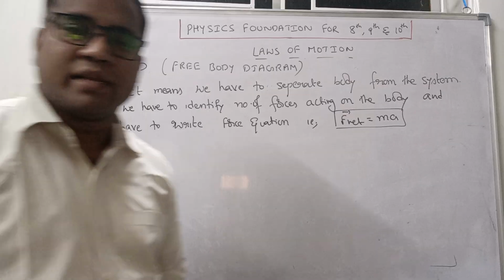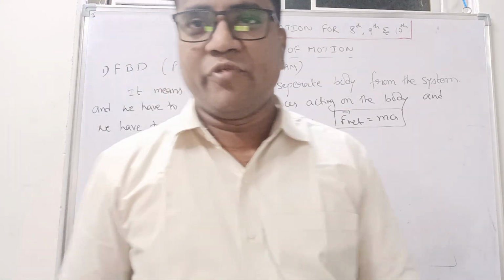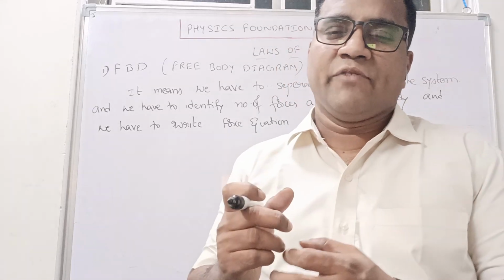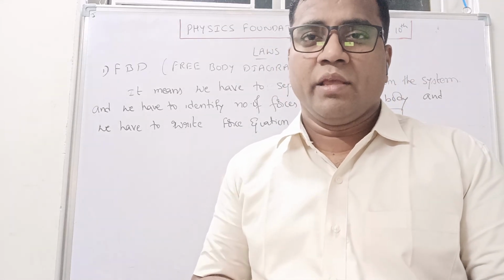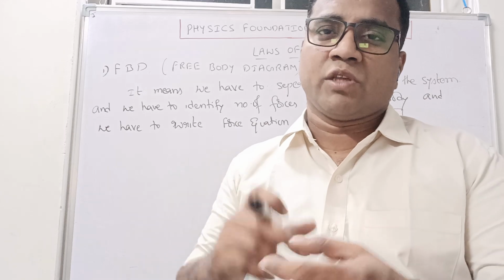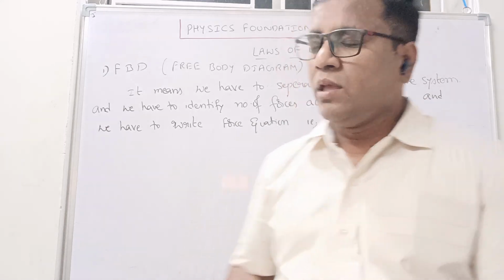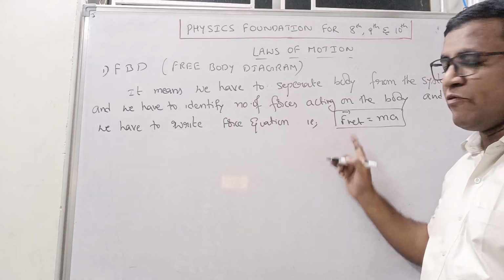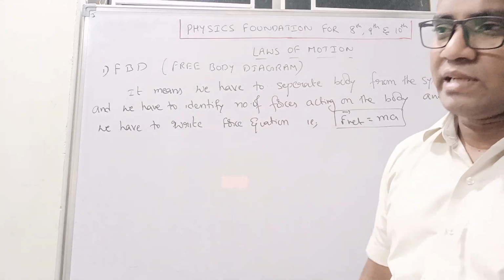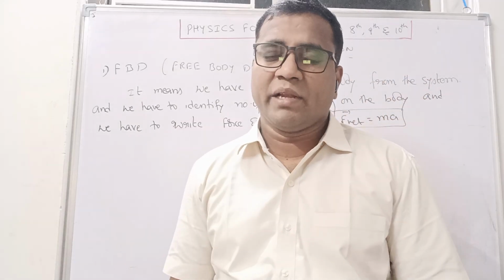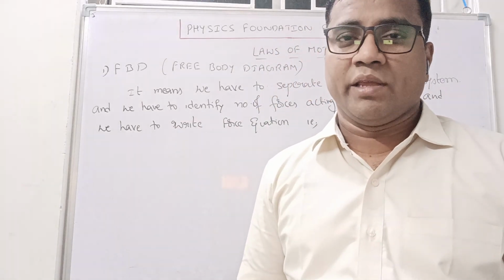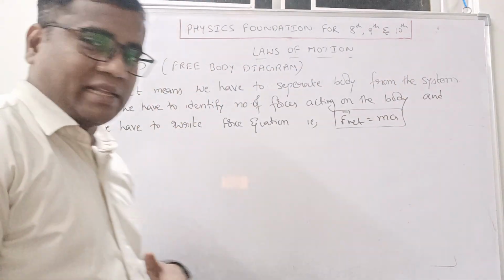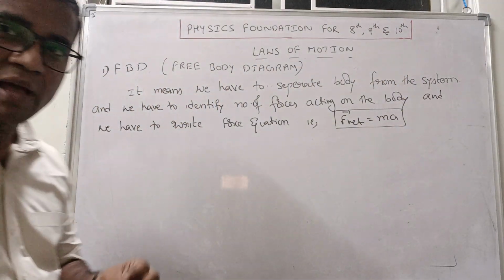Clear? A free body diagram means we separate the body from the system, identify how many forces are acting on the body, and based on their directions, write the force equation: F net is equal to mass into acceleration. F net is nothing but the total force acting on the body. Clear? I will try to explain with a small example.